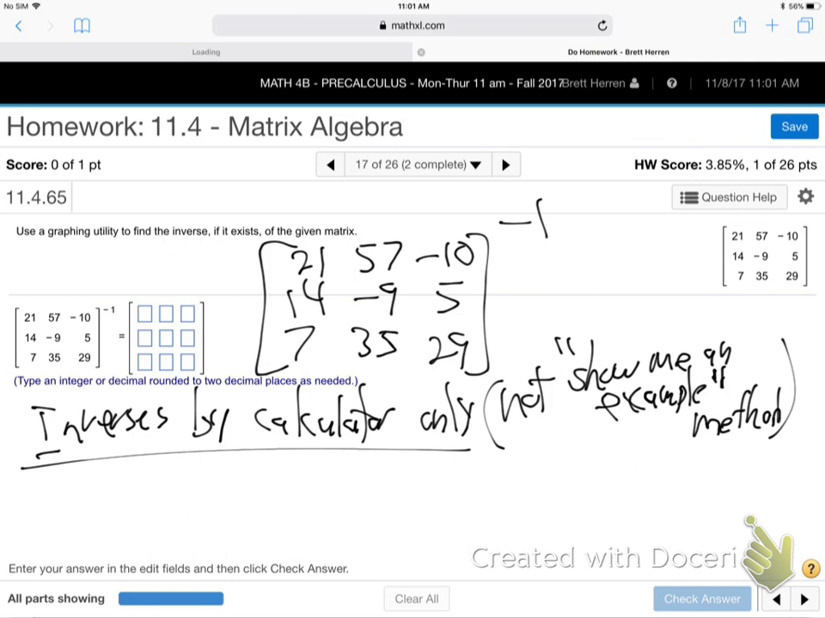All right, so anyway, just put that thing into your calculator and hit the inverse button. That's all we're going to do. So load matrix A into your calculator, type that thing in.